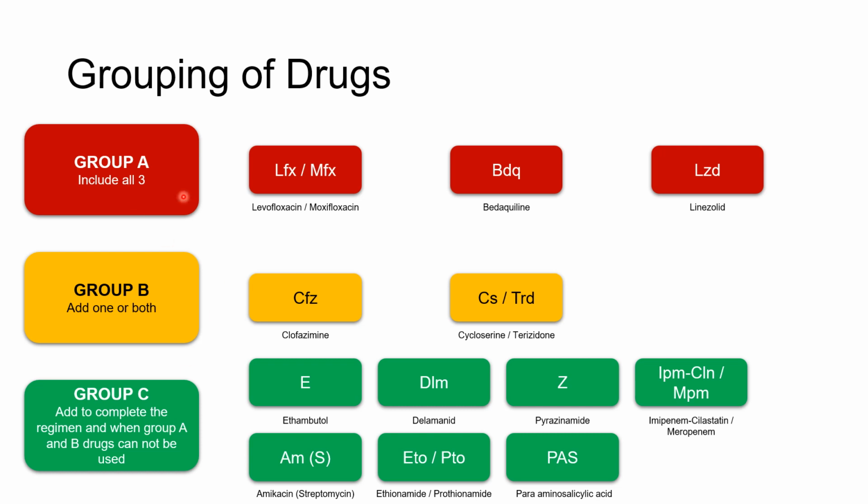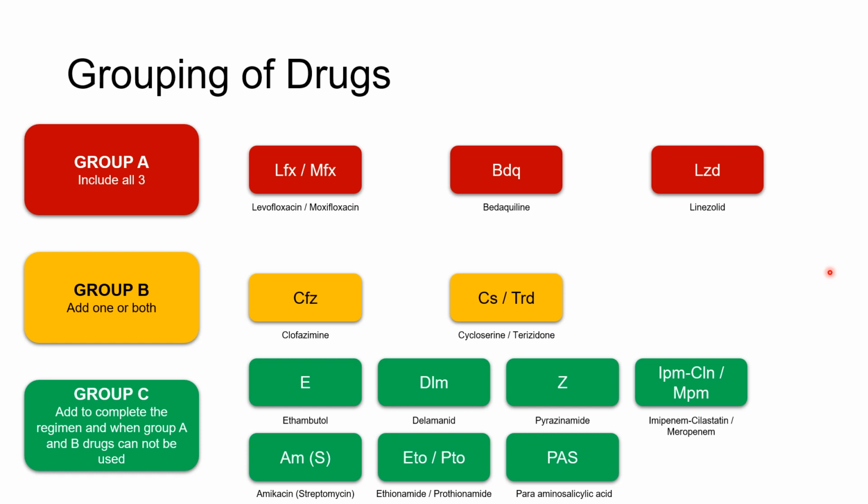So what are the group A drugs? Group A drugs are levofloxacin or moxifloxacin, bedaquiline and linezolid. What are the group B drugs? Mainly two drugs, clofazimine and cycloserine or terizidone. And what are the group C drugs? The group C drugs are ethambutol, delamanid, pyrazinamide, imipenem-cilastatin or meropenem, amikacin or streptomycin, ethionamide or prothionamide, and para-aminosalicylic acid. So these are the group A, B, and C drugs. I know there are a lot of drugs and we may not be able to remember, but at least group A and group B, these five drugs we have to remember.